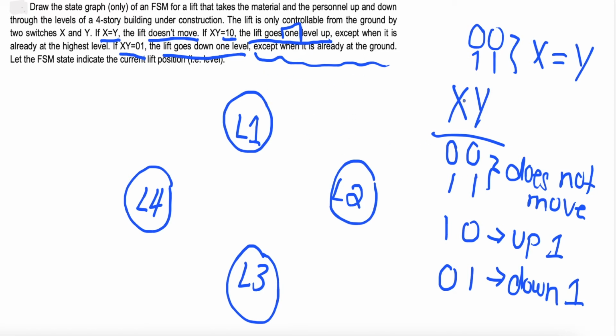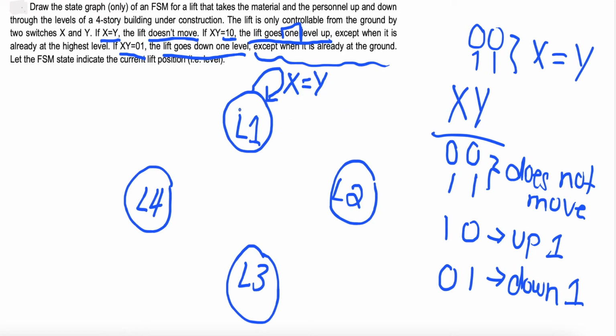So at level 1, if X is equal to Y, so if it's 0, 0, or 1, 1, what do you guys think is going to happen? Right? If X is equal to Y, what do you guys think is going to happen? It says here if X is equal to Y, the lift doesn't move. So we're going to draw a line here that comes back to the same level because the lift doesn't move. It doesn't go up one level, nor does it go down one level because it says the lift doesn't move. So at this time, I'm going to say it goes back to the same level when X is equal to Y. Right? Does everybody follow that so far? If you have any questions or concerns, please comment down below. So we have X equal to Y, it goes back to the same level.